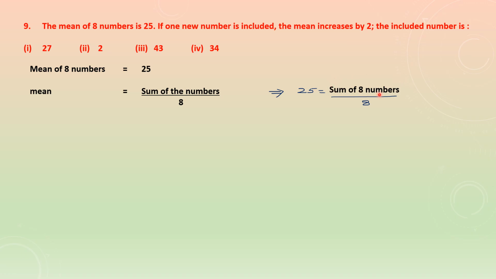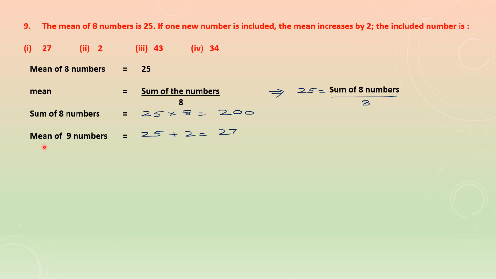Now we need only the sum of 8 numbers, so we multiply these two. 8 into 25. So the sum of 8 numbers will be 25 into 8, which is 200. Similarly, we have to find the sum of 9 numbers. Now, what is the mean of 9 numbers? Here it says the mean will increase by 2. So initially it was 25, add 2. So 25 plus 2 is 27. So this is the mean of 9 numbers.